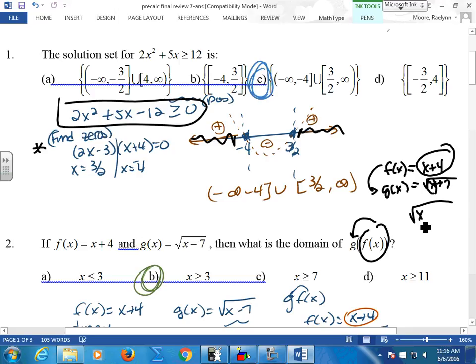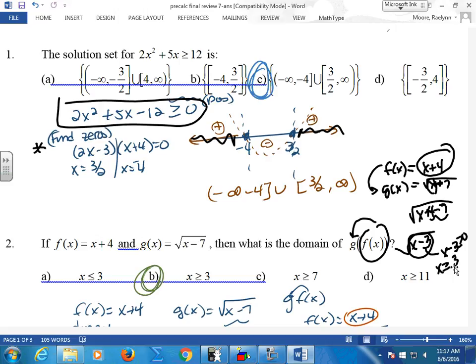So it's going to be x plus 4, oops, minus 7. So then just resolve this. x minus 3. Now, what is my domain? My domain says I can't have a negative underneath the radical sign, so I take this and I set this greater than or equal to zero. So there's my domain.